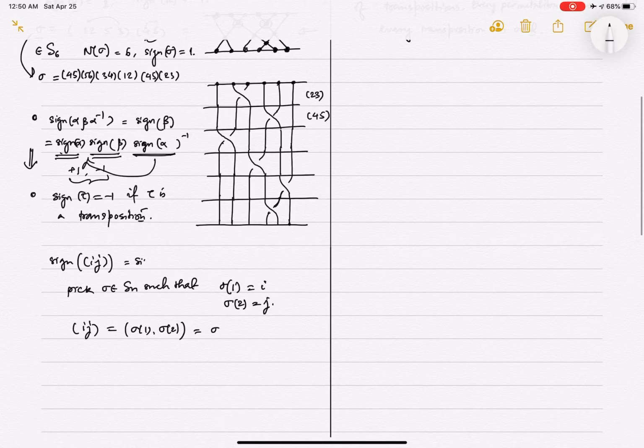But that's the same as sigma times the transposition (1 2) times sigma inverse, by what we discussed a little while ago about conjugating permutations in cycle notation. So the sign is the same as the sign of sigma (1 2) sigma inverse, but we just proved that that's the same as the sign of (1 2), which we know is -1. So every transposition has sign -1. So every transposition is odd.